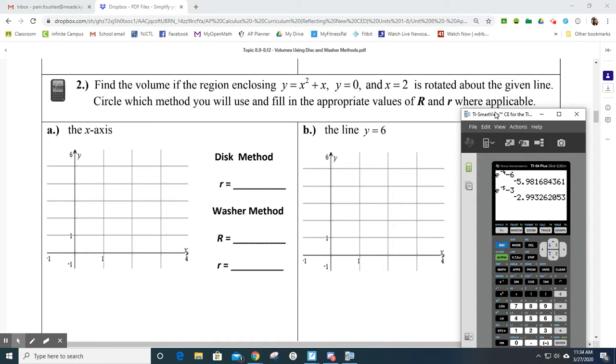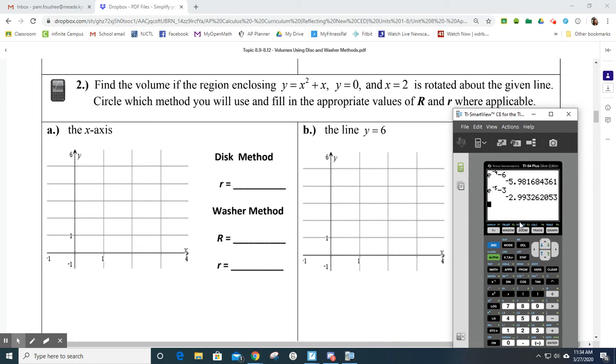It says find the volume of the region enclosed by. So let me go to my y equals and put in x squared plus x. Now, it says y equals 0, which is just your x-axis. You good with that? Yes. And x equals 2 is just a vertical line at x equals 2. But I can't put that on here, so I'm just going to put this on here.